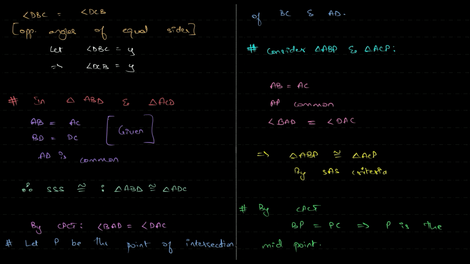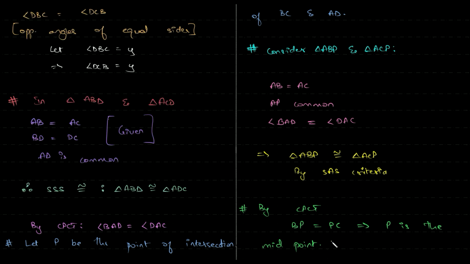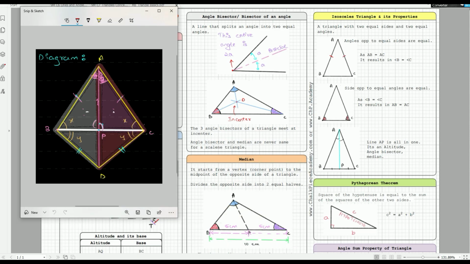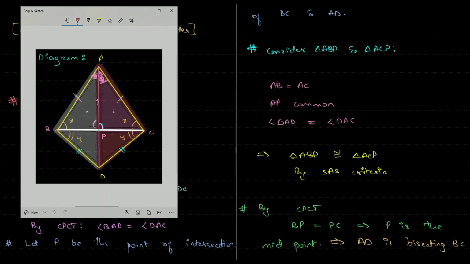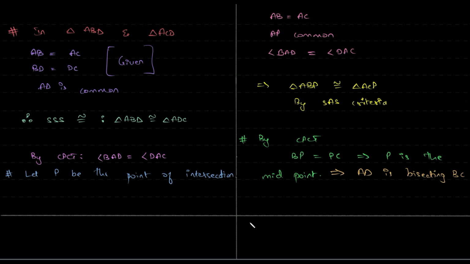Okay, that is basically what we are telling: AD is bisecting BC. This in turn implies AD is bisecting BC. Okay, correct? What is it? Yeah, BC. I don't have much space.